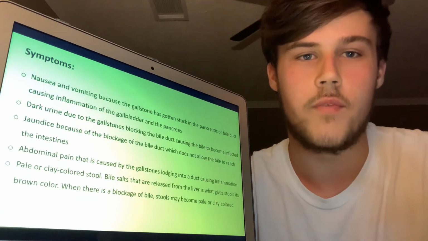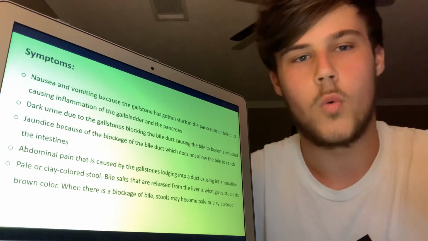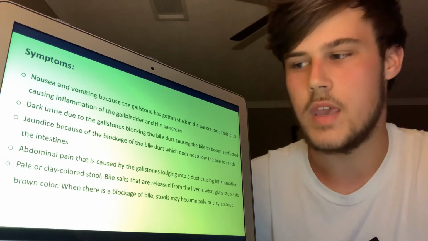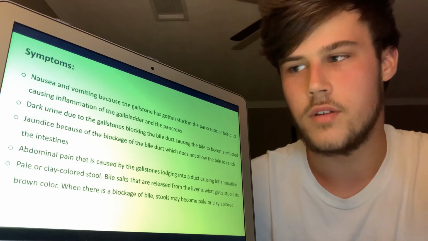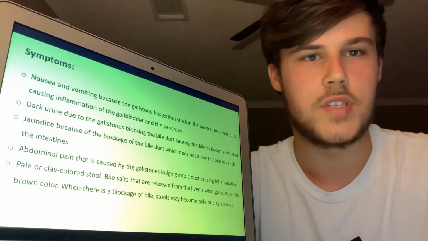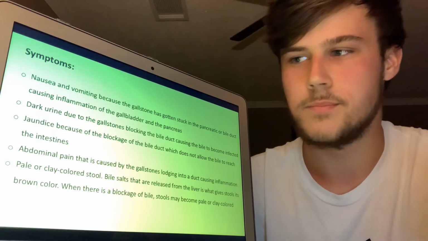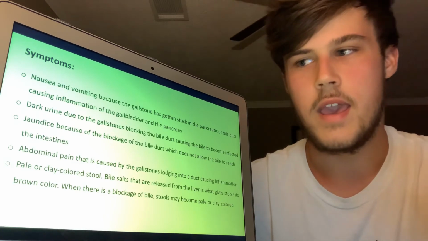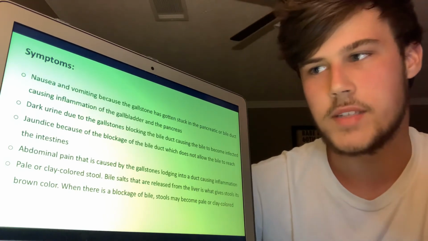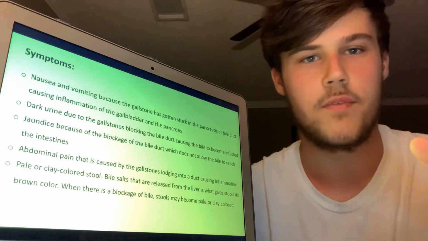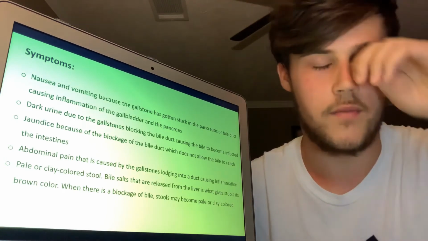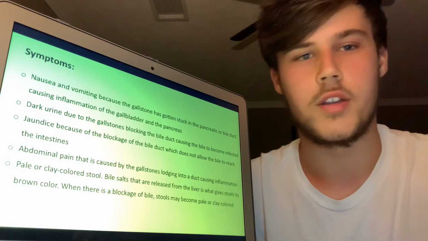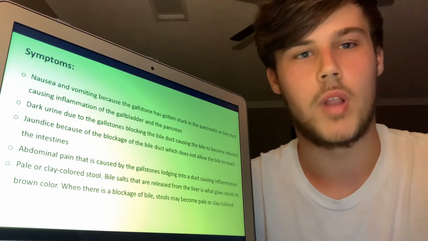Symptoms include nausea and vomiting. This is because when the gallstones get stuck in either the bile or pancreatic duct, it causes inflammation of either the gallbladder, the pancreas, and stuff like that, and that causes the nausea and vomiting. Dark urine is due to the gallstones blocking the bile duct, and it makes it to where the bile becomes infected, and when that infected bile gets into the urine, it causes the dark urine. A jaundice color, yellow coloring, is because of the blockage of the bile duct.